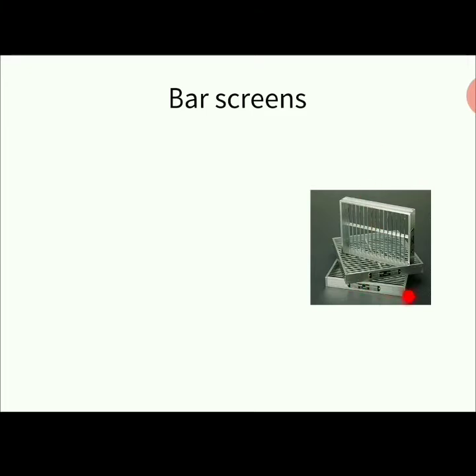Bar screens are generally used in handling large and heavy pieces of material because they consist of bars, so they are mainly suitable for heavy pieces of material. The bars are fixed in parallel position and held by crossbars and spares.